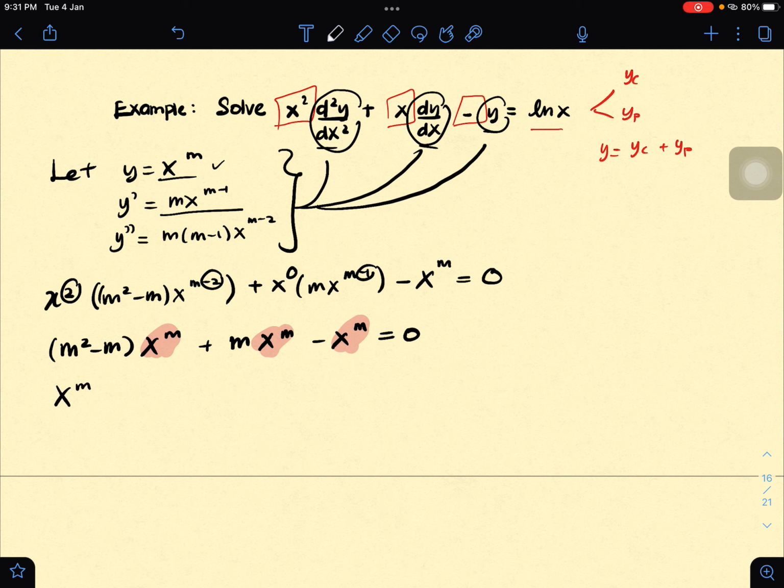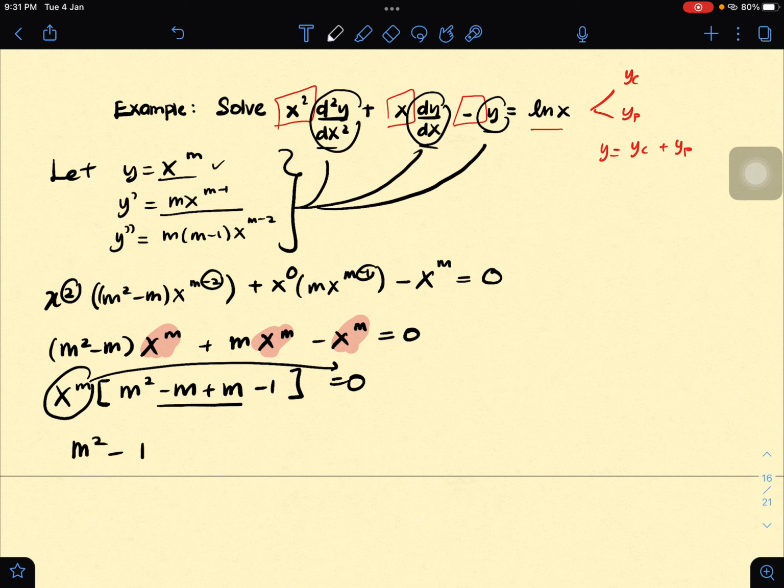So we take out x to the power of m, and in the bracket we have m squared minus m plus m minus 1, which equals 0. So what we have in our quadratic equation is only m squared minus 1, because negative m plus m is 0, equal to 0. So your m squared is equal to 1, so your m is equal to plus minus square root of 1. So your m1 is equal to 1, your m2 is equal to negative 1, or you can directly calculate by using your calculator, because here you already have your quadratic equation. Just substitute the values of a, b and c to get the roots.